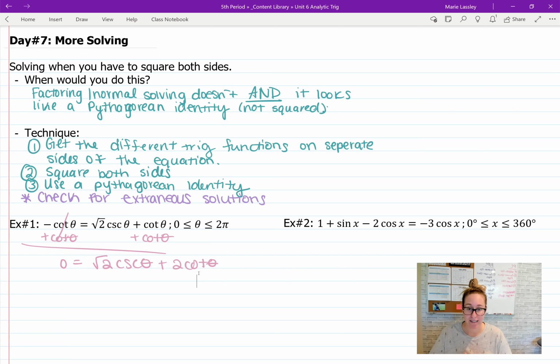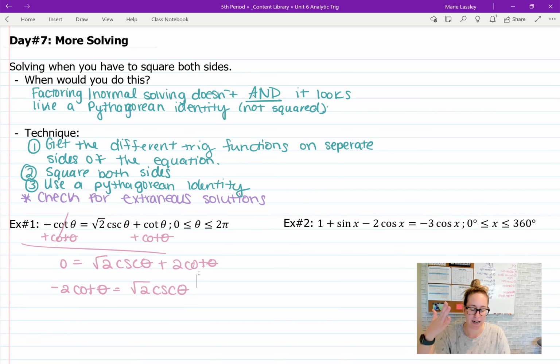So my advice is to use this technique. First, we're going to separate our two trig functions. We're going to put one on each side of our equation. It doesn't really matter which, so I'm going to move the 2 cotangent to the left-hand side. So we have minus 2 cotangent theta equals square root of 2 cosecant theta. Okay, so I've separated my two trig functions. Oh, and another thing to look for.